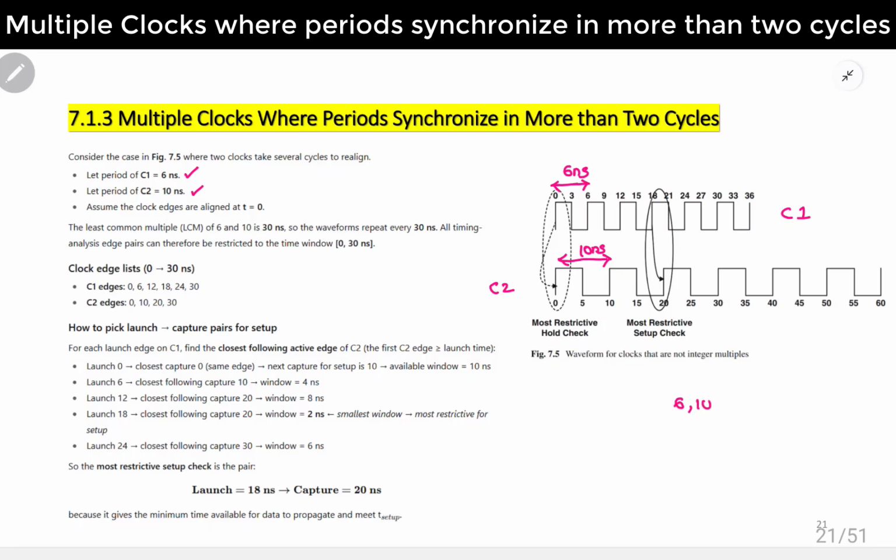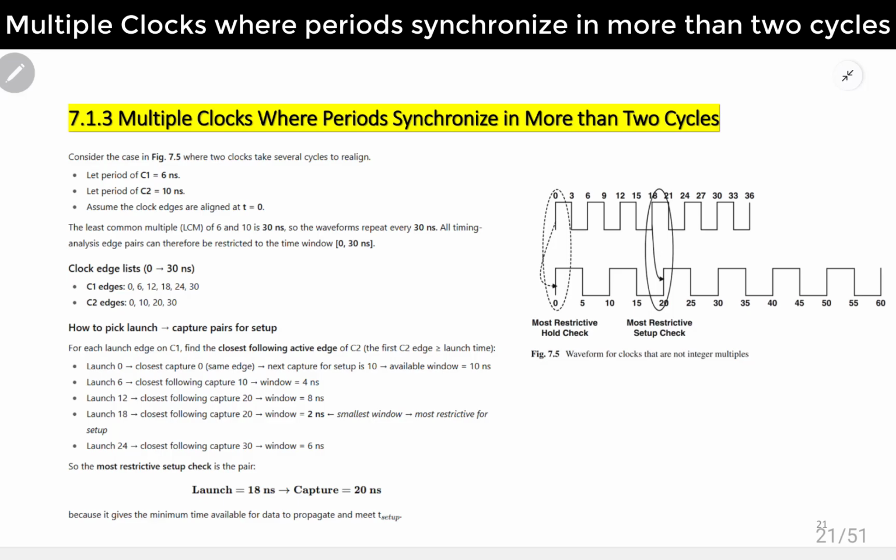Now if you take the LCM of 6 and 10, it will be 30 nanosecond. So at 30 nanosecond, again these points will be common. See here, this positive edge and this positive edge will be common. And in this manner, if you go through, you will get the common edges again at 60 nanosecond. Coming to the clock edges, the rising edges are at 0, 6, 12, 18, 24, 30. And coming to C2, it is at 0, 10, 20, 30, 40, 50, 60 and so on.